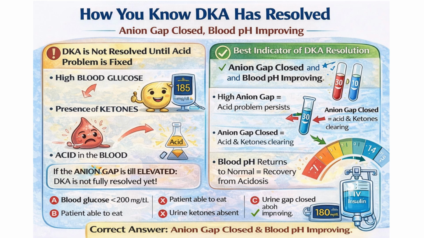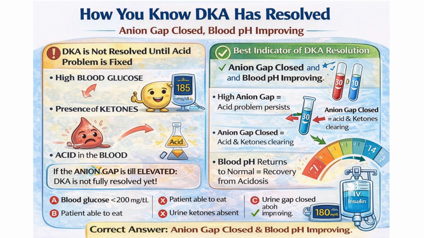The anion gap is a lab value that tells us if acid is still present in the blood. When the anion gap is high, acid is still there. When the anion gap closes, it means the ketones have been cleared. Blood pH tells us how acidic the blood is. As the pH moves back toward normal, the acid problem is improving. So when the anion gap has closed and the blood pH is improving, DKA is truly resolving.